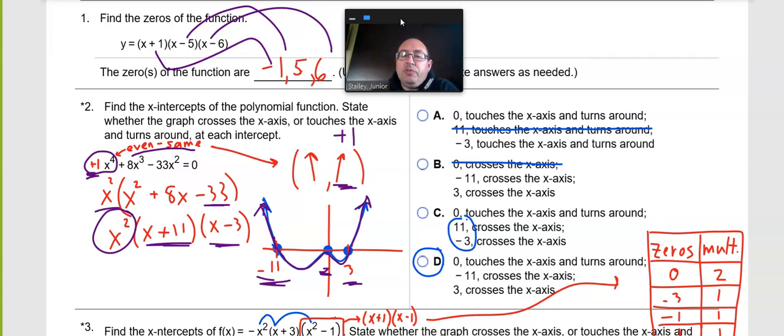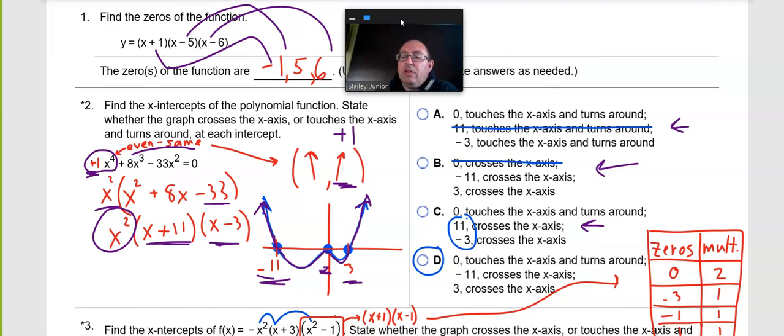If you go through the multiple choice answers, of course you get rid of something that says that 11 touches the x-axis and turns around, because that's not true. It doesn't even happen at 11. It's occurring at -11. Also down here you can see that they used 11 and -3, which are exactly opposite. And of course here it says 0 crosses the x-axis, which we know it doesn't. It bounces. The only one left is choice D, which has all of the necessary points.